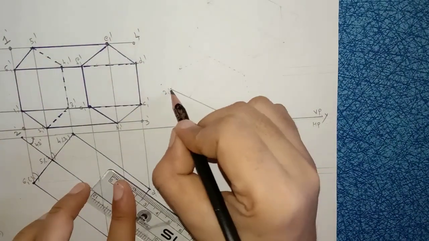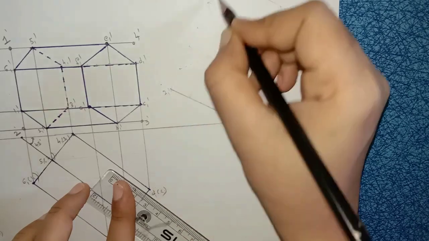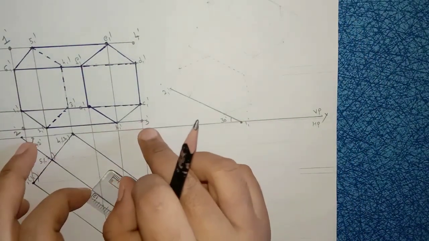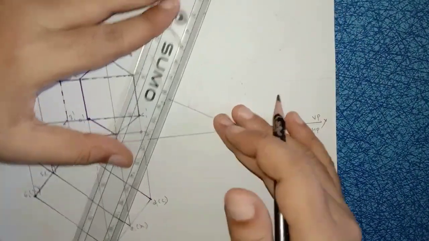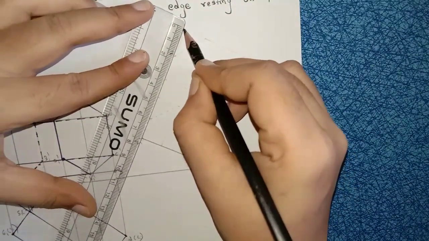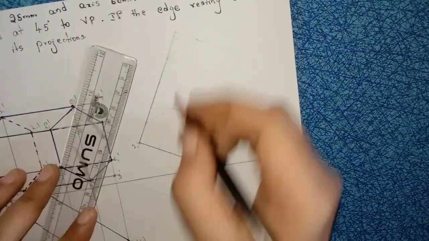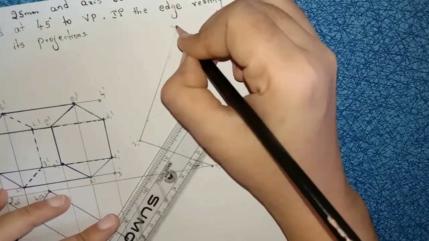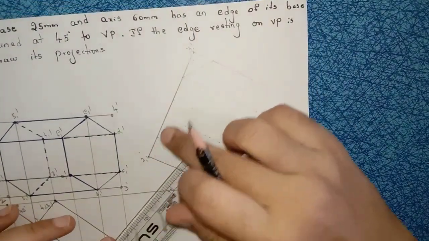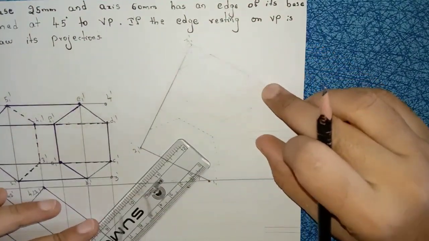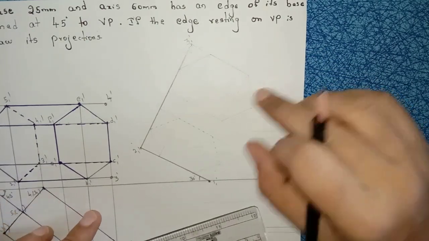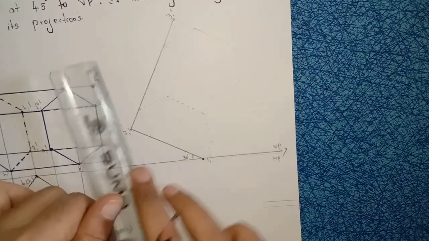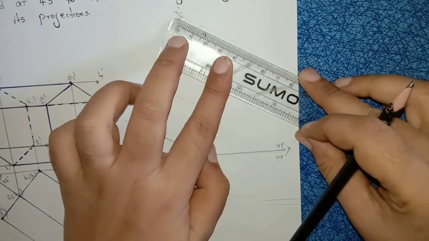Then next I will place my protractor here. I will mark 90 degrees. I will measure this 2 to 3 length. Now I will draw here 2 to 3. Right, and I will name it as 3 1 dash. Again I will place my protractor on this line. From this point I will mark 90 degrees. I will measure this 3 to 4 length and I will draw it here.